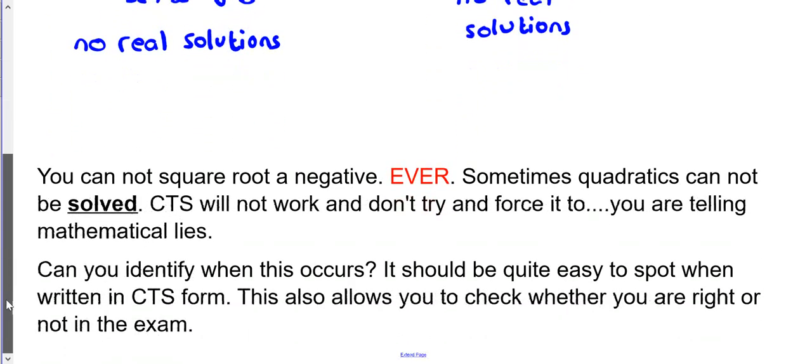Okay, so you cannot square root a negative ever. Some quadratics cannot be solved. Completing the square is still useful for other things. Okay, but you can never square root a negative. So we have to stop at that point and just say that there are no real solutions to that problem. Okay. Have a look at these two exercises then, and when you're ready to move on, have a look at the next video.